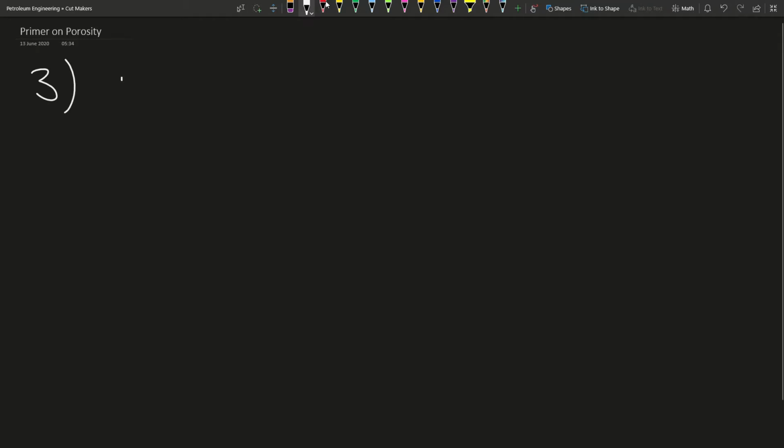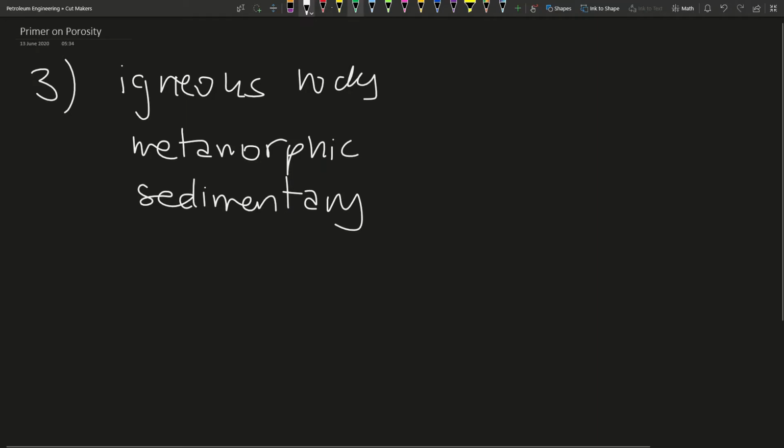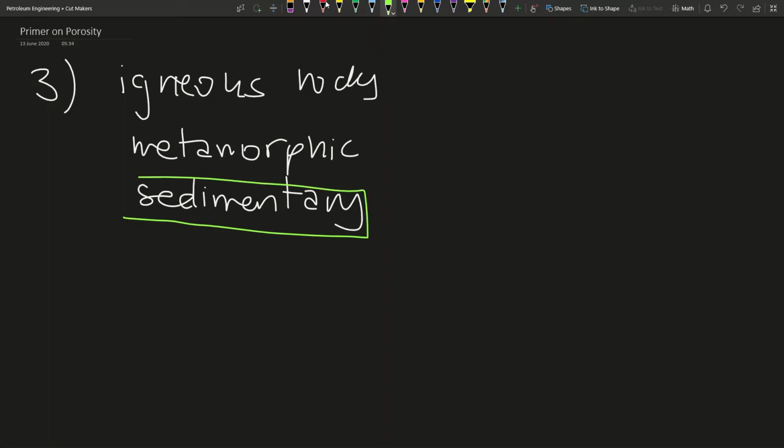They are igneous rocks. We also have metamorphic rocks. And lastly, we have sedimentary rocks. Generally speaking, in the petroleum industry, we only look at porosity when we're talking about sedimentary rocks because, well, let's face it, porosity in metamorphic and igneous rocks is usually negligible.